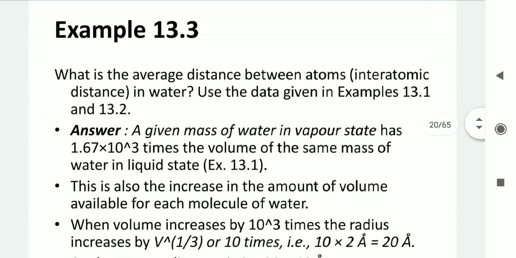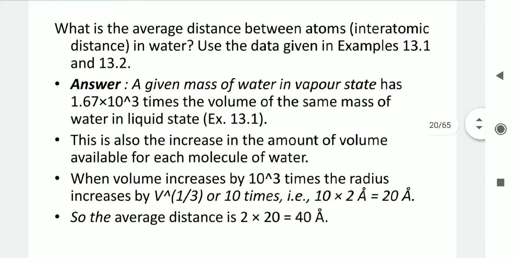Next, what is the average distance between atoms in water? So here the volume of water in vapor condition is 1.67 into 10 raised to 3 times greater than the volume of the same mass of water. If we increase the volume, the distance between the molecules of water also increases. So here the volume is increased by 10 raised to 3 times, then the radius is increased by 1 by 3 power, that is volume raised to 1 by 3.